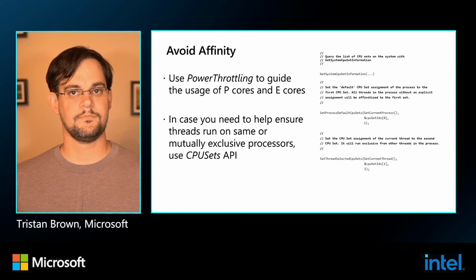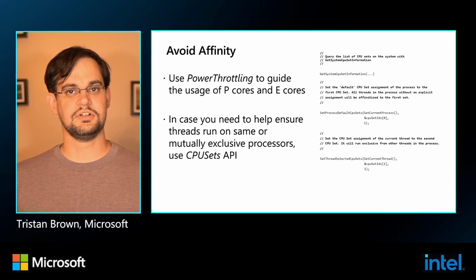If an application needs to guarantee two threads run on the same processor, or two threads run on two different processors, it can use the CPU Sets APIs to do so. These APIs are designed to work better with heterogeneous scheduling.